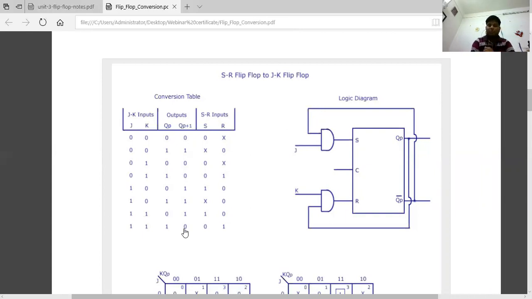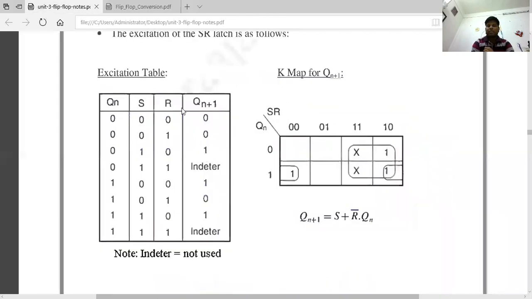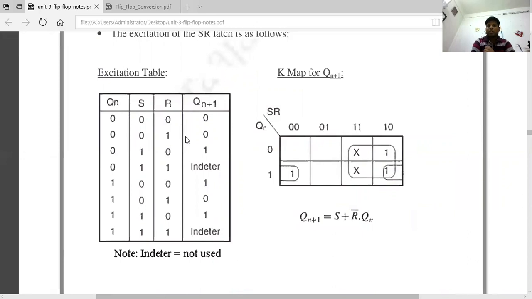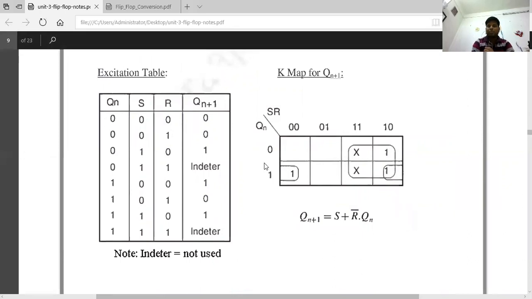After that we have to combine with the SR input section. In the SR section, we have to check whether the present state is 0 and the next output is 0, then what is the condition of the SR value. So we have to determine in this section: if the present state is 0 and the next state is 0, what is the value of SR? SR is 0, 0.